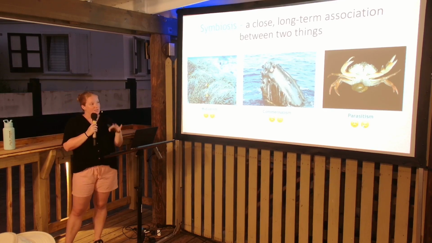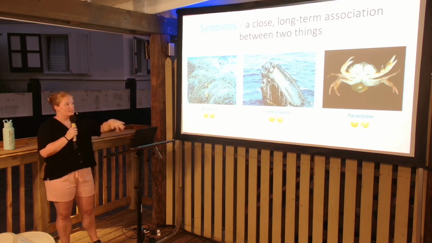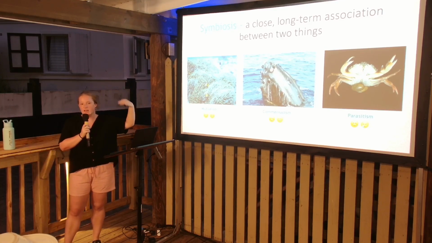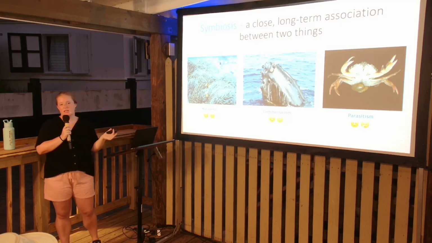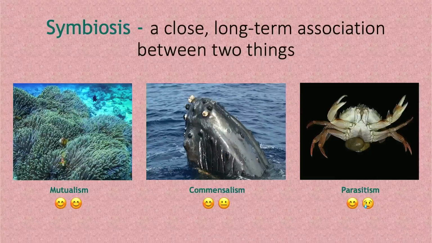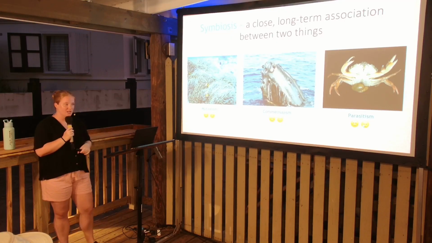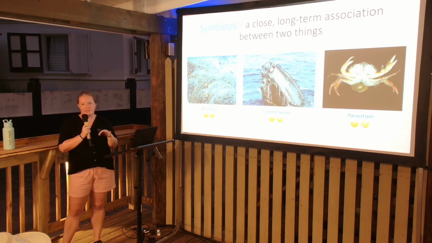And now we also have commensalism. This is an example of a barnacle, which is hitching a ride on a whale. So the whale is really unaffected. It doesn't mind that there are a lot of barnacles on it, but the barnacle loves it because it can get a ride throughout the ocean, and it can filter feed everywhere that the whale goes, which is great for it. Now we also have parasitism.